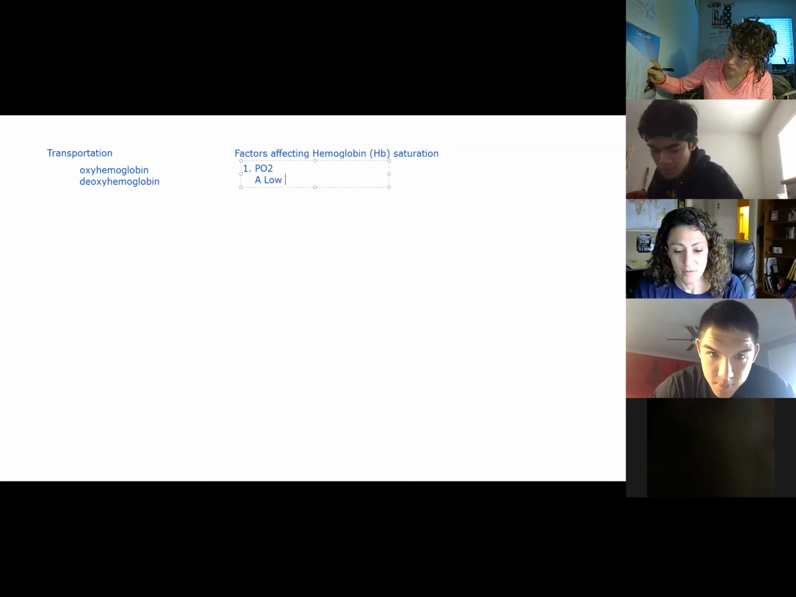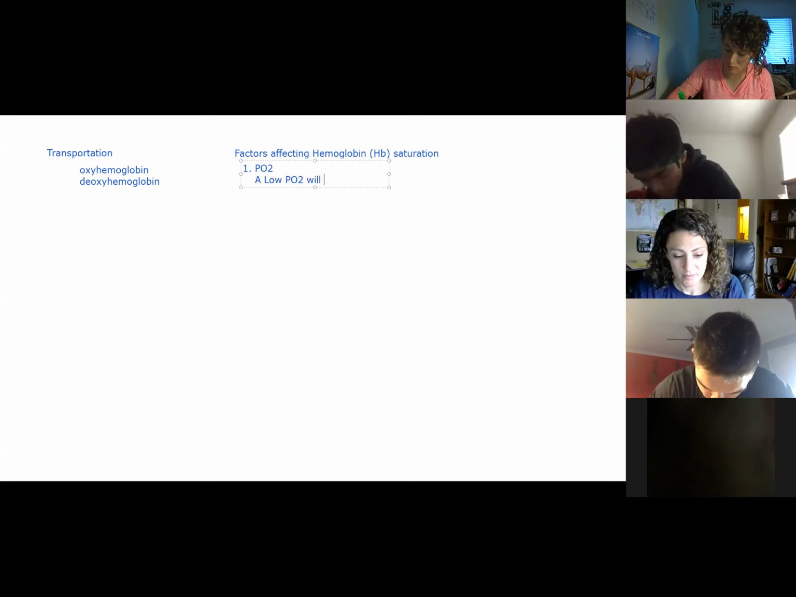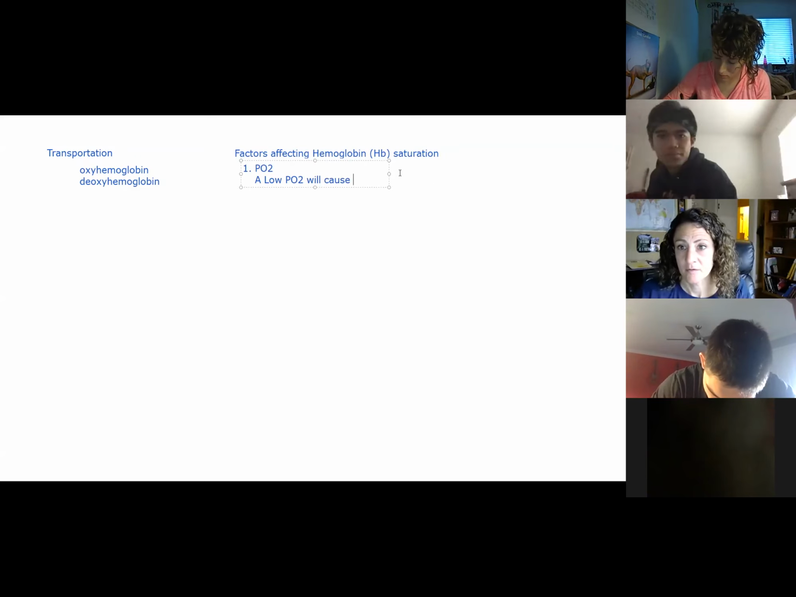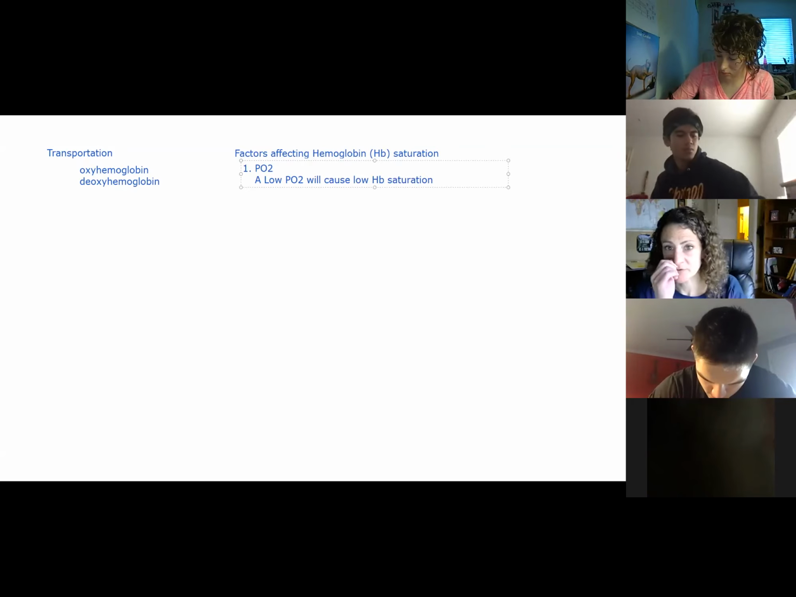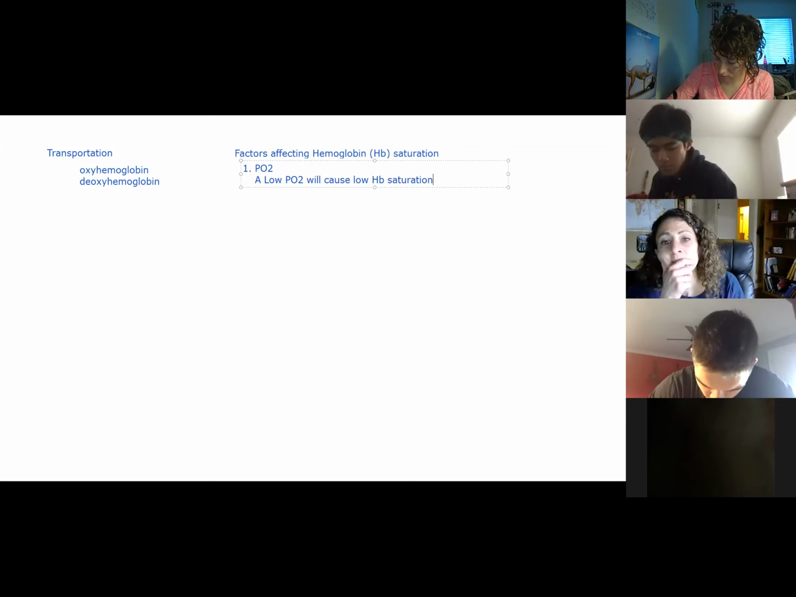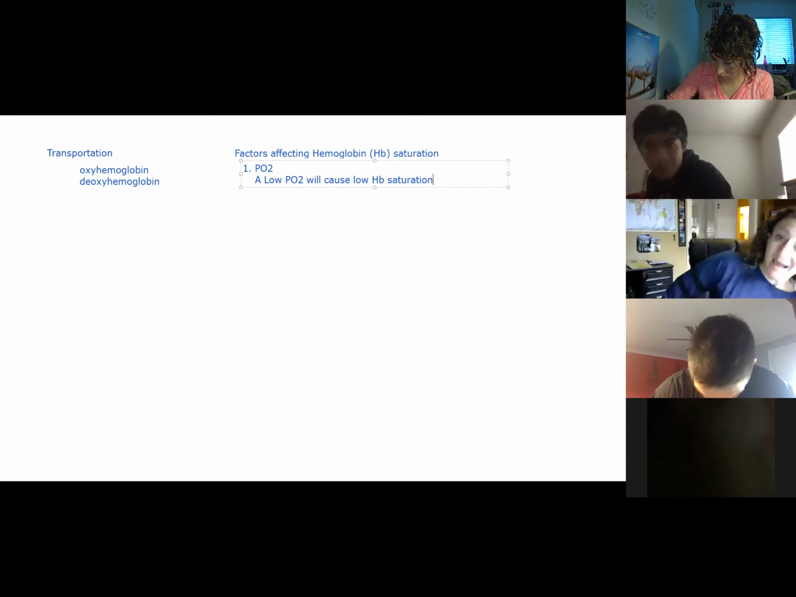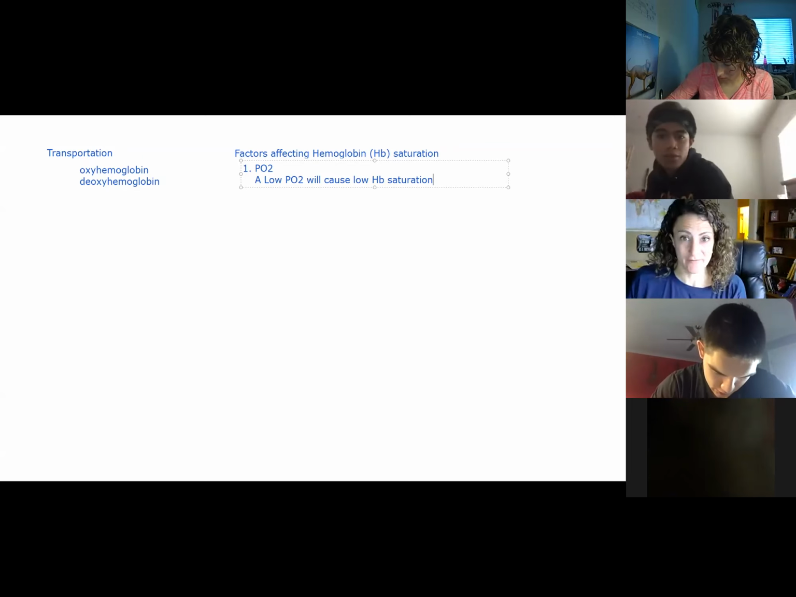A low partial pressure of oxygen will cause low hemoglobin saturation. A high partial pressure of oxygen will cause high hemoglobin saturation.